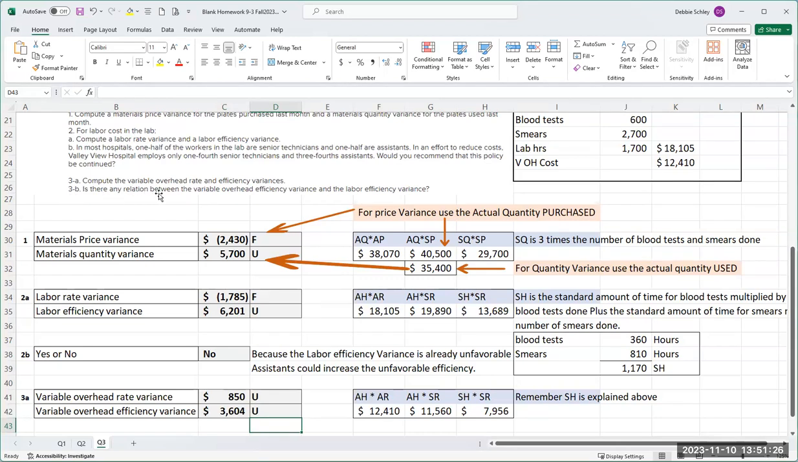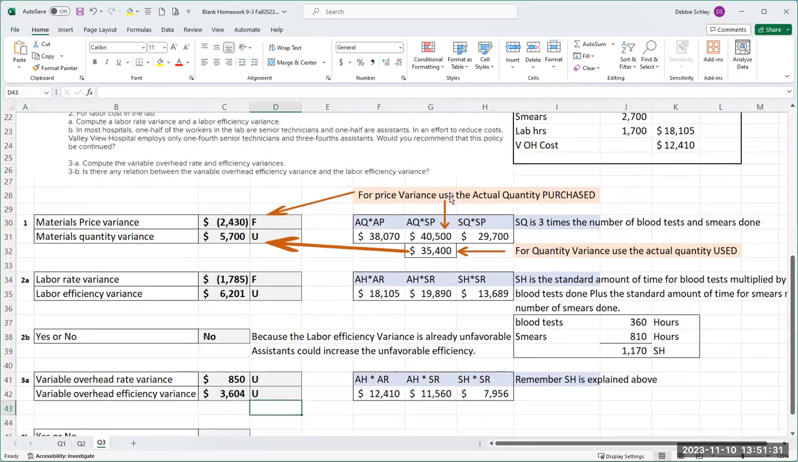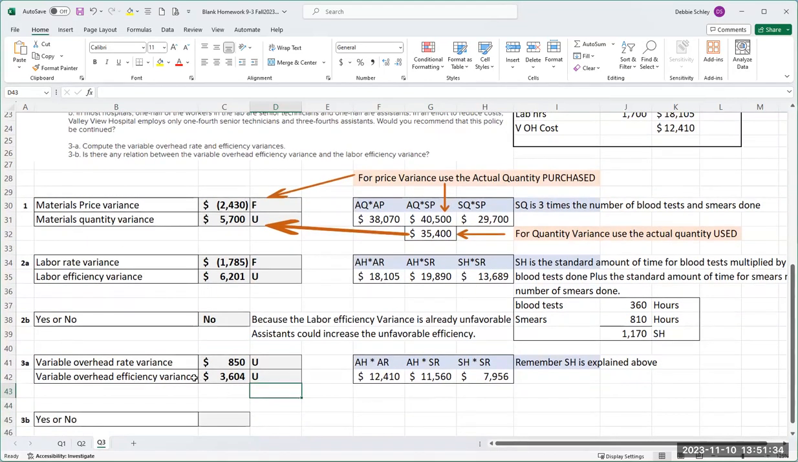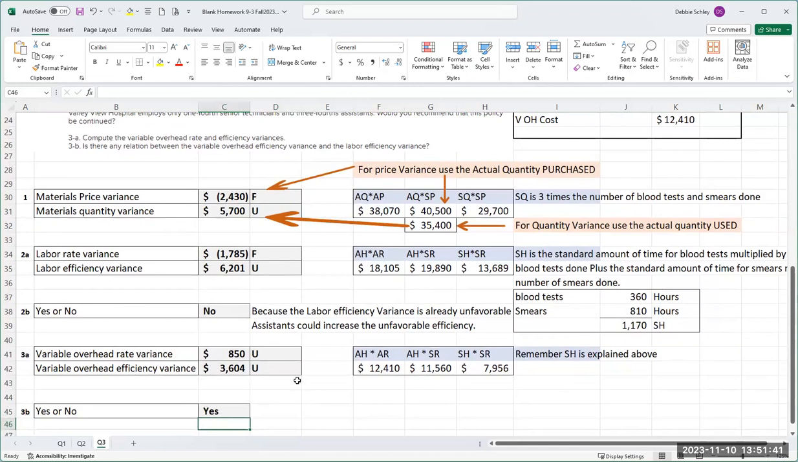3B, is there any relation between the variable overhead efficiency variance and the labor efficiency variance? This one and this one, and the answer is yes, because variable overhead is based on direct labor hours. And so if they're taking more hours than they should, then variable overhead efficiency is going to be unfavorable as well because it is based on those hours. And that is the end of 9-3 homework.